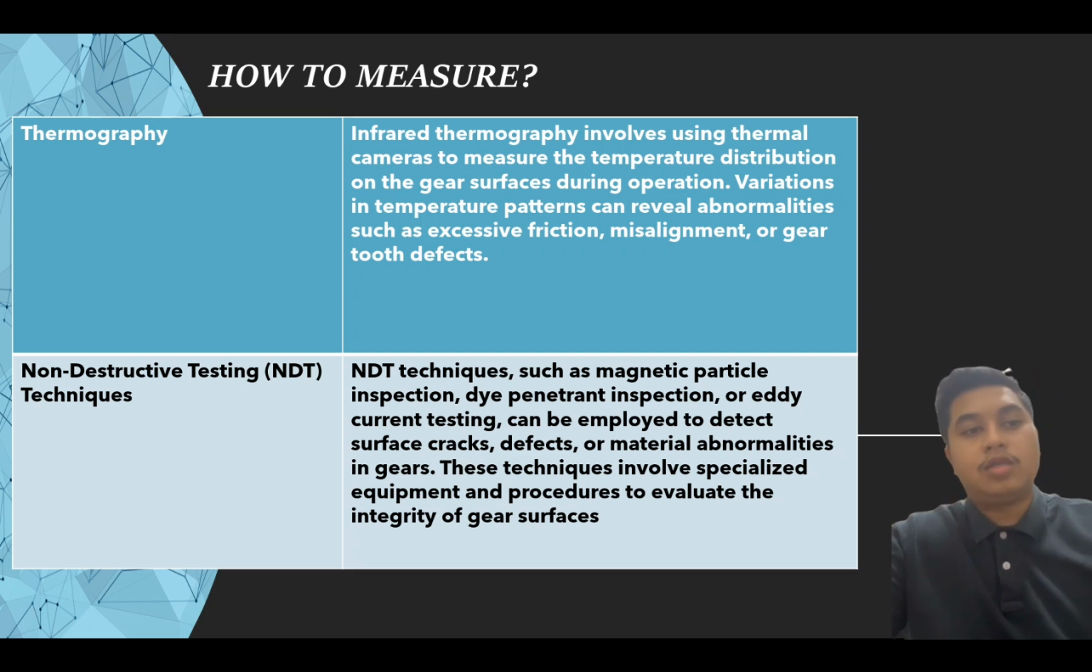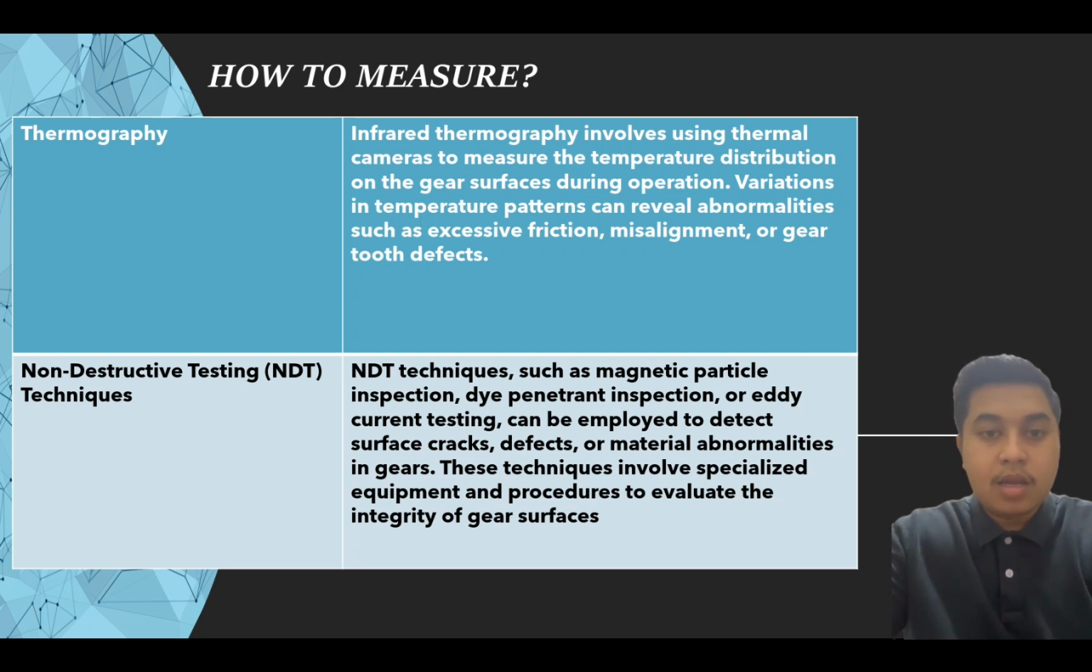The last way that we can use is NDT, non-destructive testing techniques. NDT techniques such as magnetic particle inspection, dye penetrant inspection or eddy current testing can be employed to detect surface cracks, defects or material abnormalities in gears. These techniques involve specialized equipment and procedures to evaluate the integrity of gear surfaces.